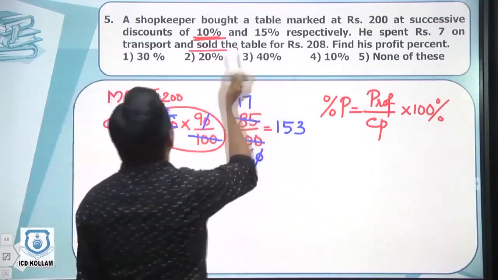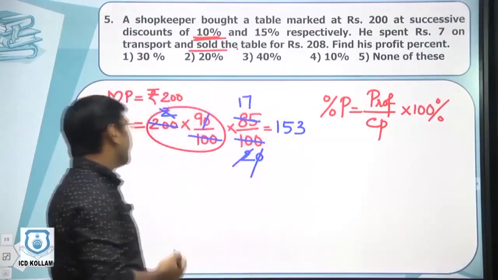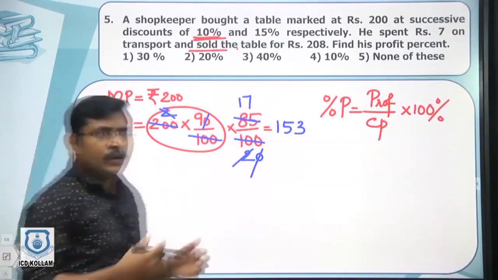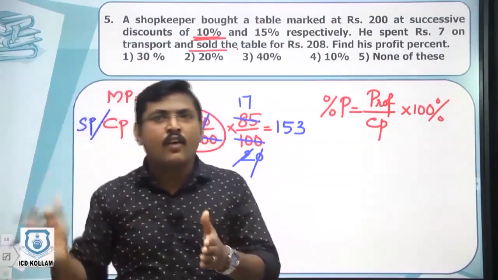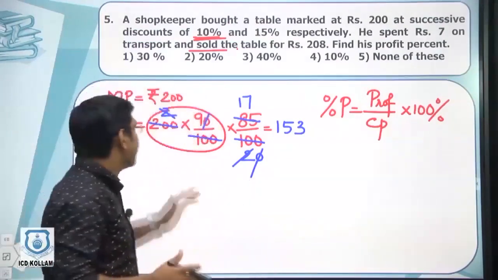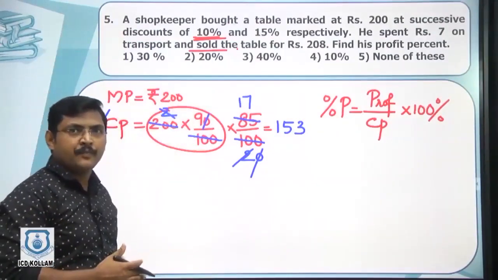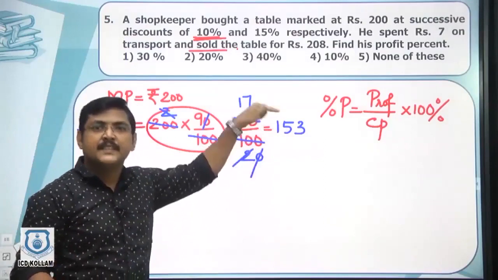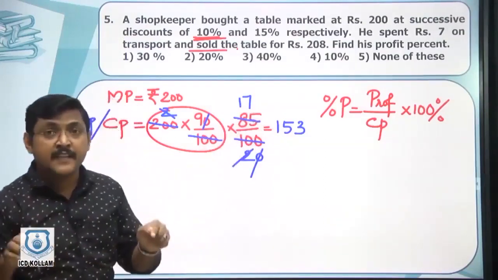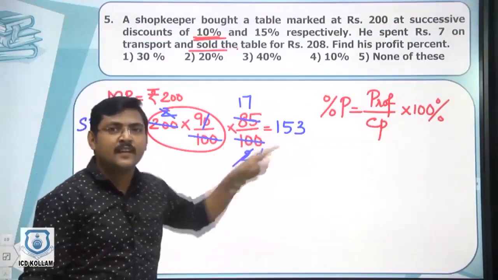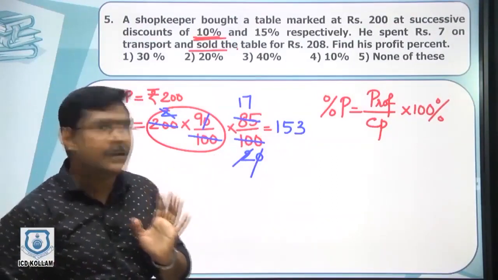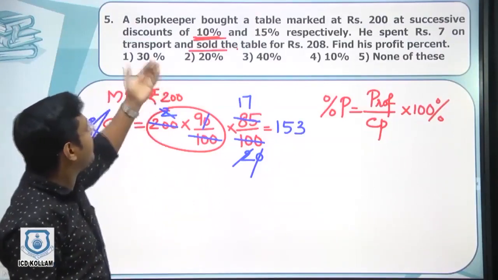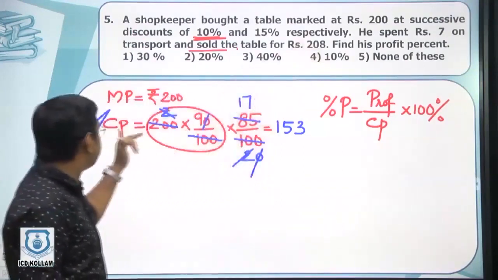After that, he spent rupees 7 on transport and sold. So it may be confusing whether it is SP or CP. Listen, consider a wholesaler and a retailer, right? For the wholesaler, consider the mark price as 200. When the wholesaler sells a product, of course, this 153 is the selling price of that wholesaler. At the same time, for that retailer, this 153 is the cost price. Hope this is clear, right? That's why I neglected the selling price and cost price, because this retailer is going to sell that product for rupees 208. That's why I consider this as CP.